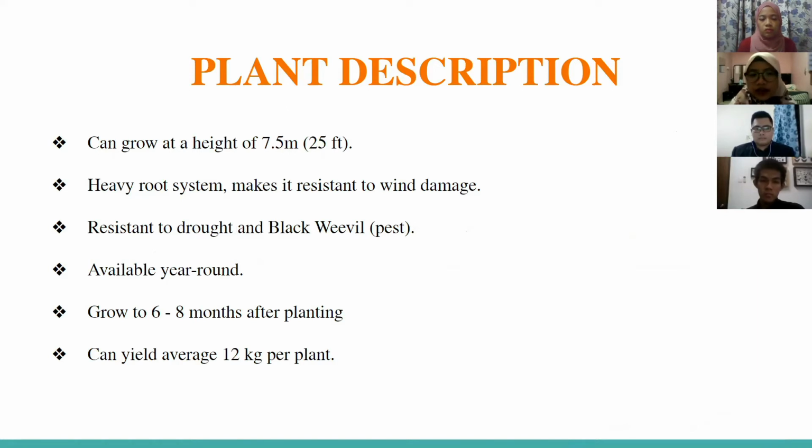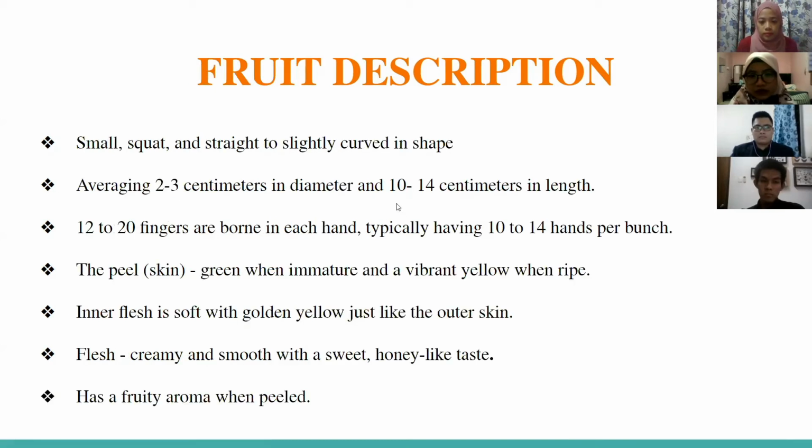Then the plant can grow to fruit 6 to 8 months after planting and can yield an average of 12 kg per plant. Then I will explain about the fruit description of Pisang Mas. The Pisang Mas fruit are small, squat and straight to slightly curved in shape, averaging 2 to 3 centimeters in diameter and 10 to 14 centimeters in length.